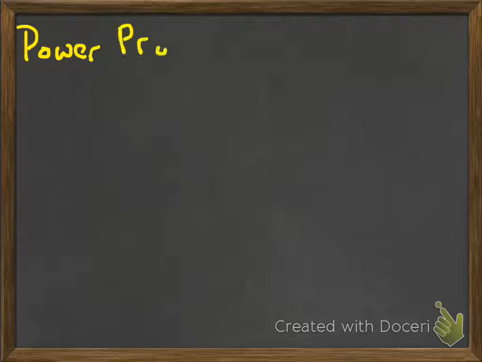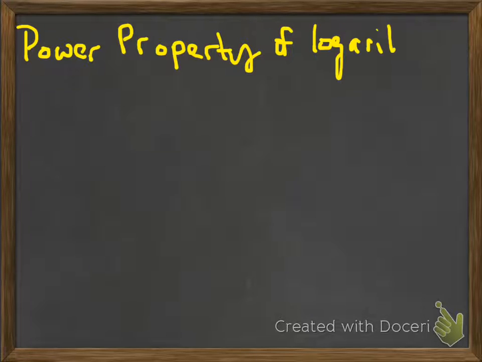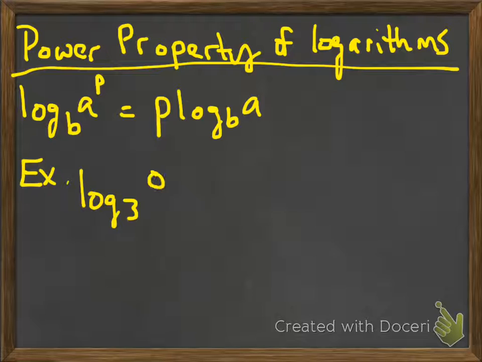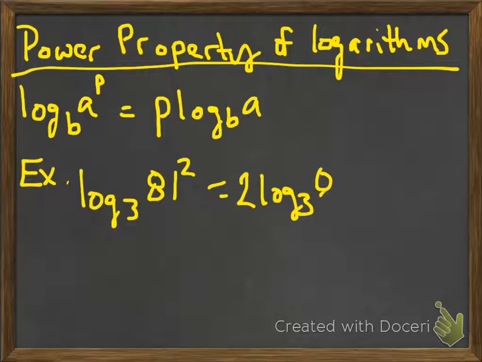Okay, the power property. This one is probably one of the bigger ones. That one states that if you have log base b of some number raised to another power, that exponent can go in front of the log to multiply the answer. So, for example, log base 3 of 81 squared, I can move the 2 to the front and say that's 2 times log base 3 of 81. Log base 3 of 81 is 4, and then I can do 4 times 2, which is 8, and there's my final answer.